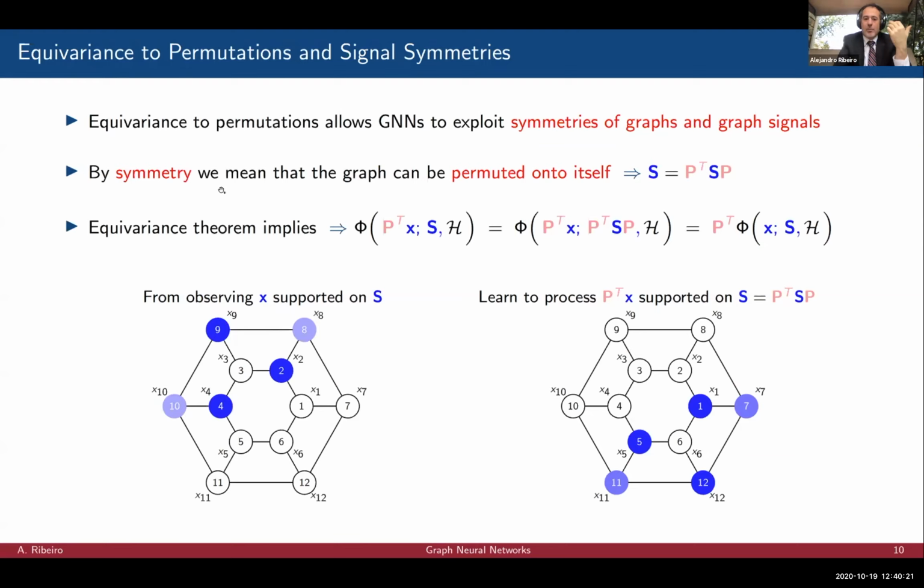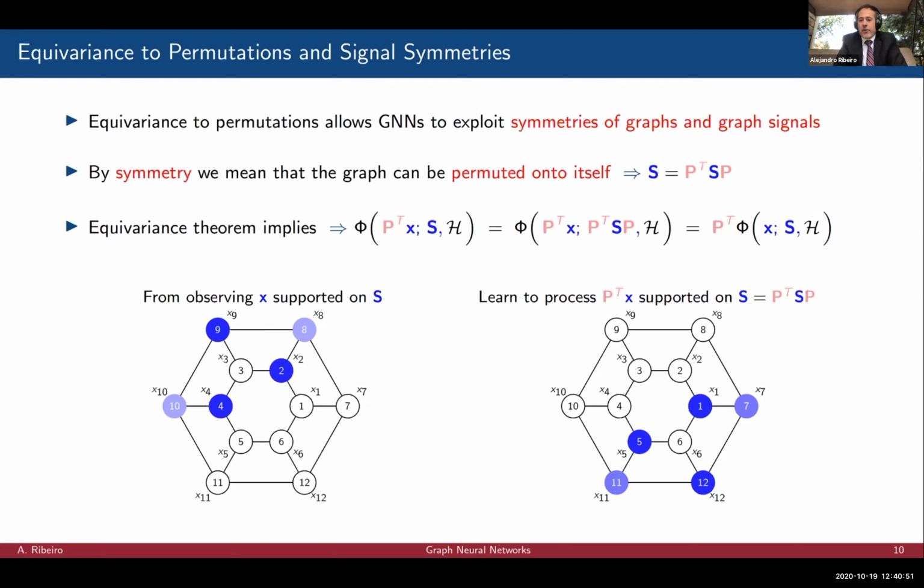Now, what do I mean by symmetry? I mean some graphs are such that they can be permuted onto themselves. Like, for example, in this figure, this graph is a regular graph. You can put a mirror in here and reflect it, so that's what I've done to construct the graph on the right. But what matters is that it is possible for me to write the graph S itself as a permutation of the graph S. So the graph can be permuted onto itself.